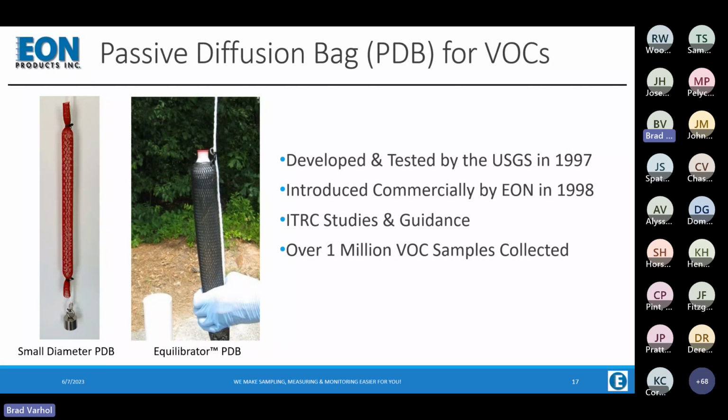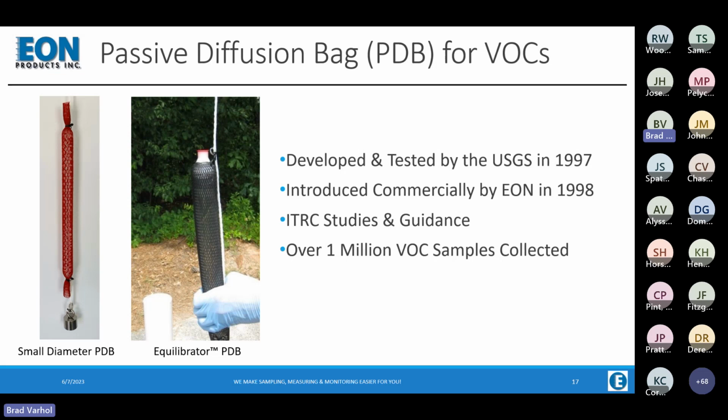In the picture with the black mesh, same thing. We have a larger diameter sampler. This is a field fillable or factory filled sampler. The membrane is covered with a black mesh for protection, and you can see it's located on a suspension tether for installation.